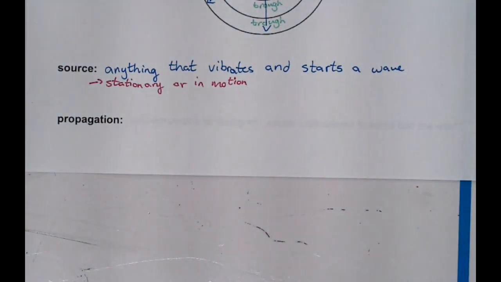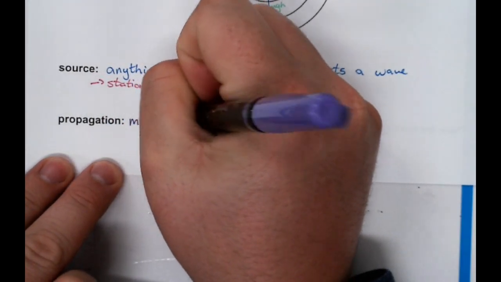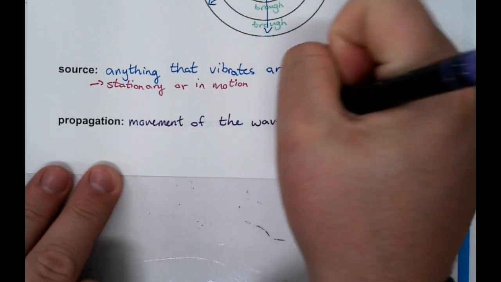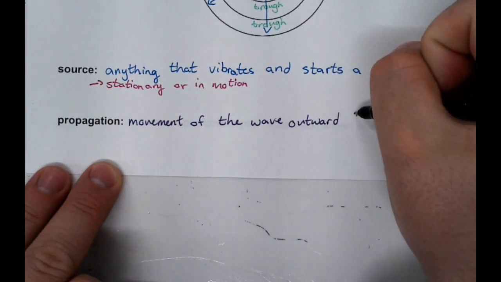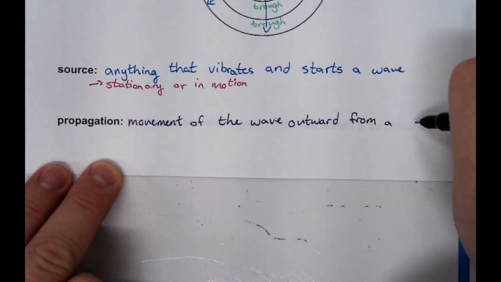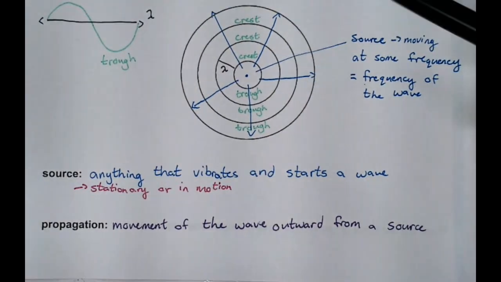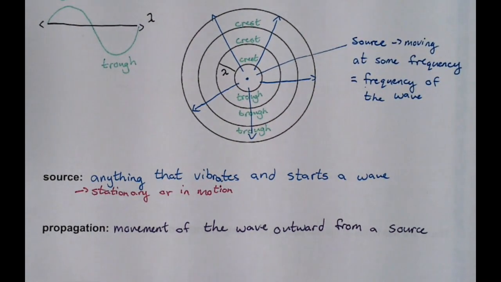The other term that you need to learn, you need to note, is called propagation. Propagation is the movement of the wave outward from a source. Like in our diagram, we see that it propagates out. It goes outwards from that source.